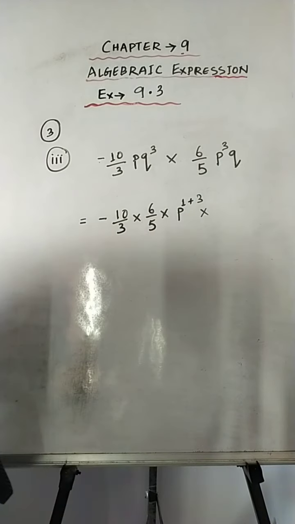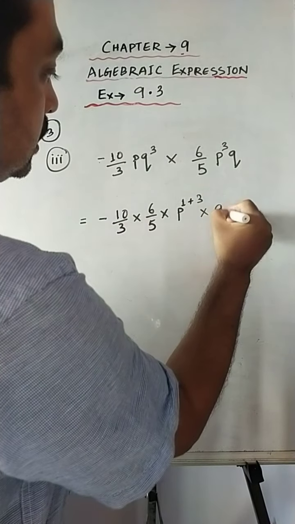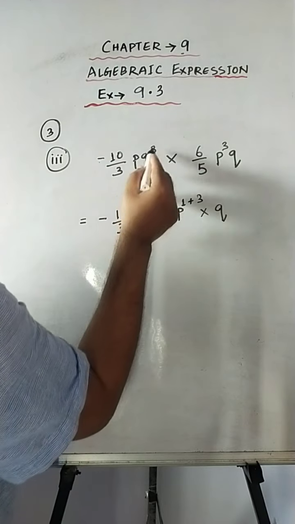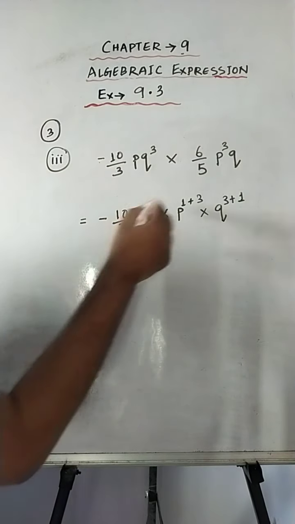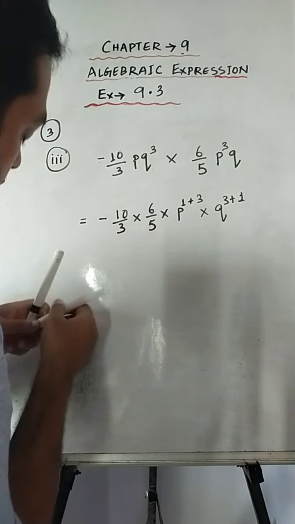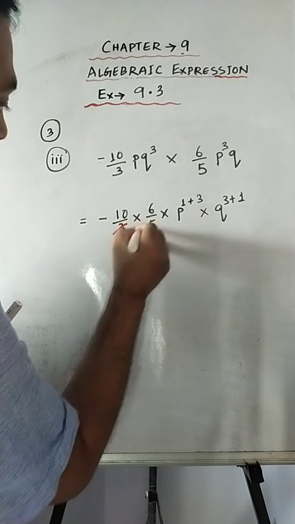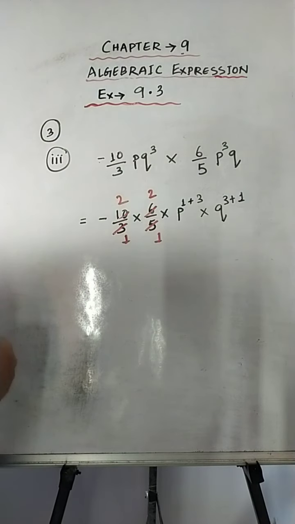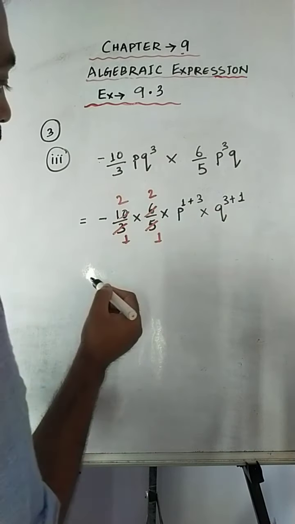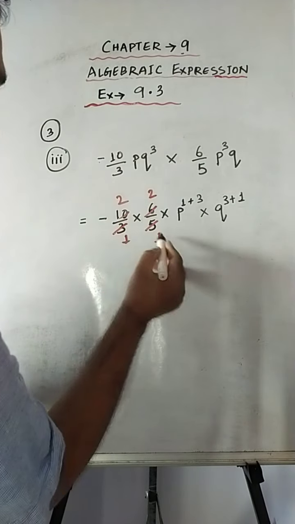Now give a multiplication sign. Now let's see how many q's there are. In the first term we have 3 q's, in the second term we have only 1. So can we reduce this? Yes, definitely we can reduce this. 3 1s are 3, 3 2s are 6, 5 1s are 5, 5 2s are 10. So in the numerator we have 4, and in the denominator we have 1.